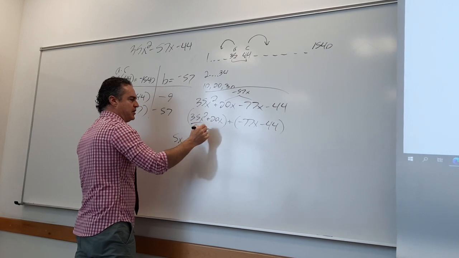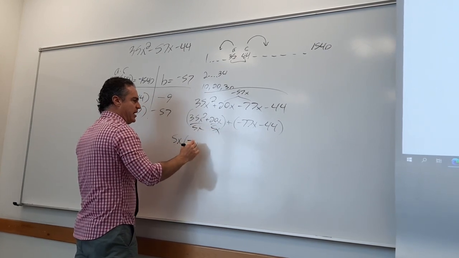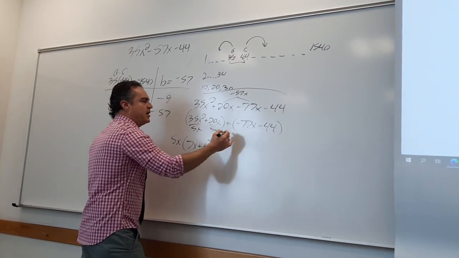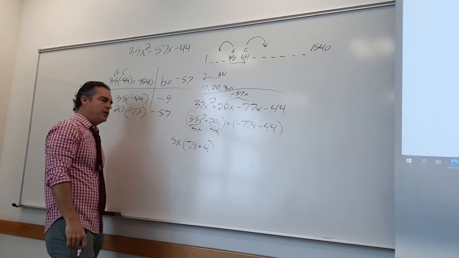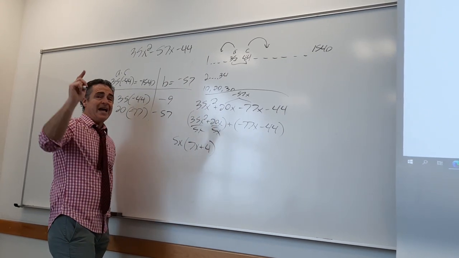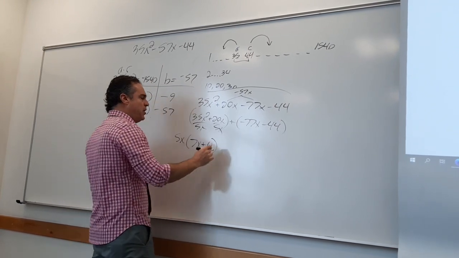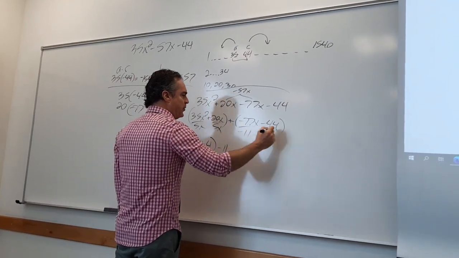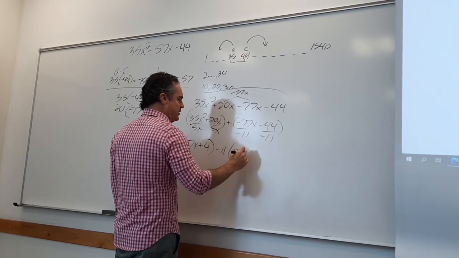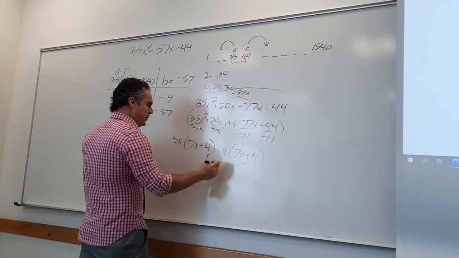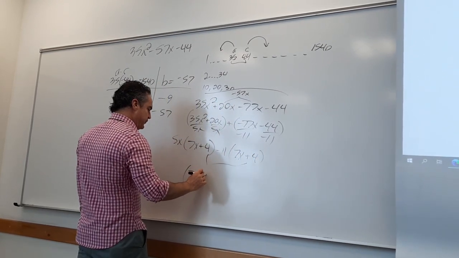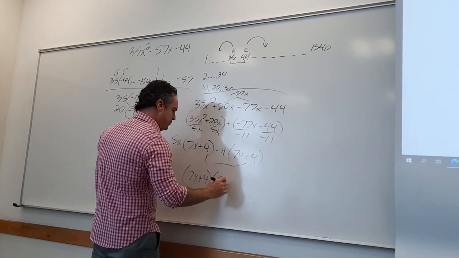5x. Put this over 5x, put this over 5x. I get 7x plus 4. What's my common factor here? 11. And I like negative 11 because these are both negative. I need them to both be positive for the parentheses to be the same. So I take out negative 11, put this over negative 11, put this over negative 11, and I get 7x plus 4. Check it out. My common parentheses is 7x plus 4. My leftovers are 5x minus 11.